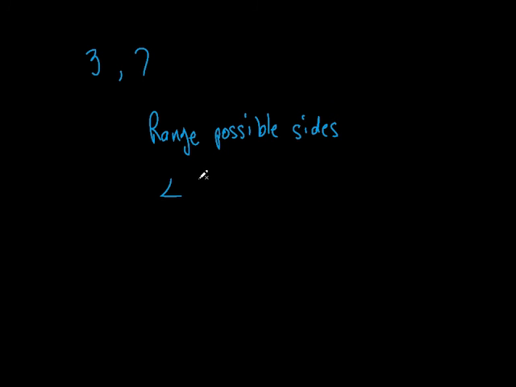Less than 10, right? It's got to be less than 10. Because if this was 3 and this was 7, in order to have a triangle, 3 plus 7 is 10, right? 10 has to be bigger than the third side, right? So can this be greater than 10?